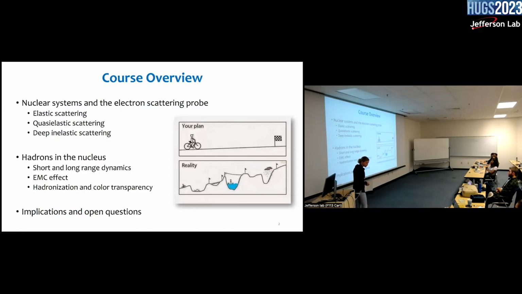Okay, so the course overview. Some of this you probably already covered, but maybe not in as much detail last week. We're going to talk about elastic scattering, quasi-elastic scattering, and deep inelastic scattering. Okay, so we have our plan, right? We're going to learn all about the nucleus.